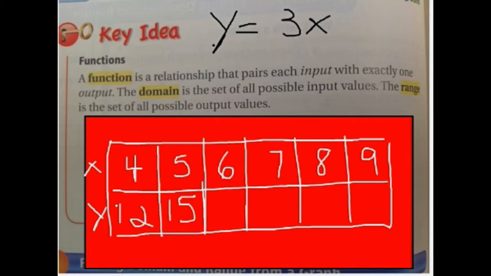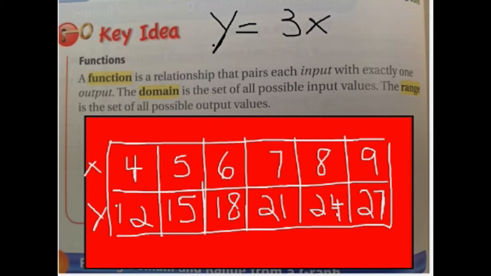Same with 6. Substitute it. 6 times 3 is how much? That's 18. And 7 times 3, we're substituting x once again, and that's 21. And you can see how this follows suit, all the way down the line. And here we are, using your basic multiplication facts. Pretty simple.